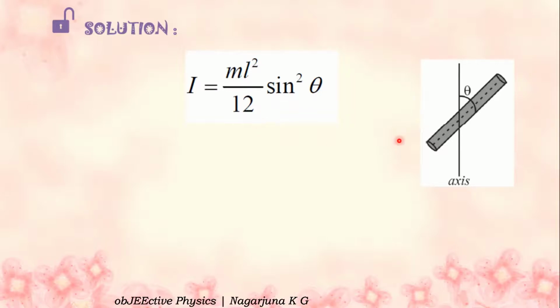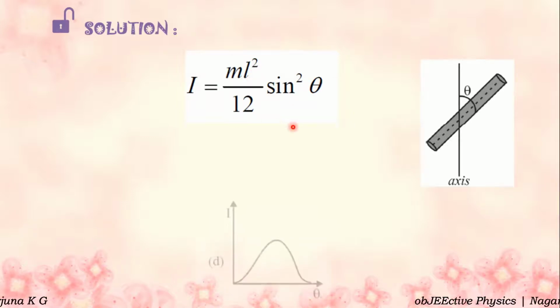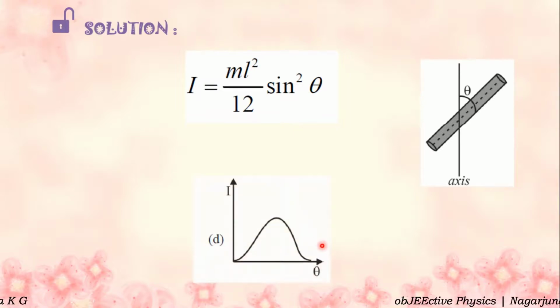Now, the length component perpendicular to the axis is L sin theta. So in the place of L, in this case, we should substitute L sin theta whole square. The general formula is I is equal to ml square by 12, but now in the place of L, we should place L sin theta. So we will get the formula for I, that is equal to ml square sin square theta divided by 12. The option D is the right option.